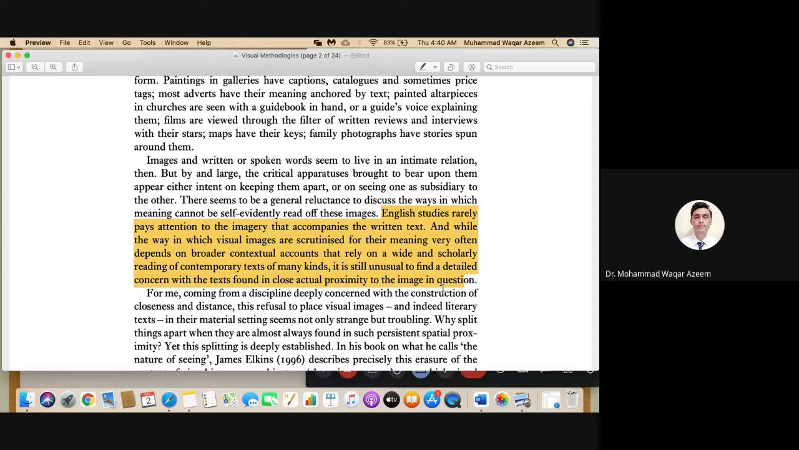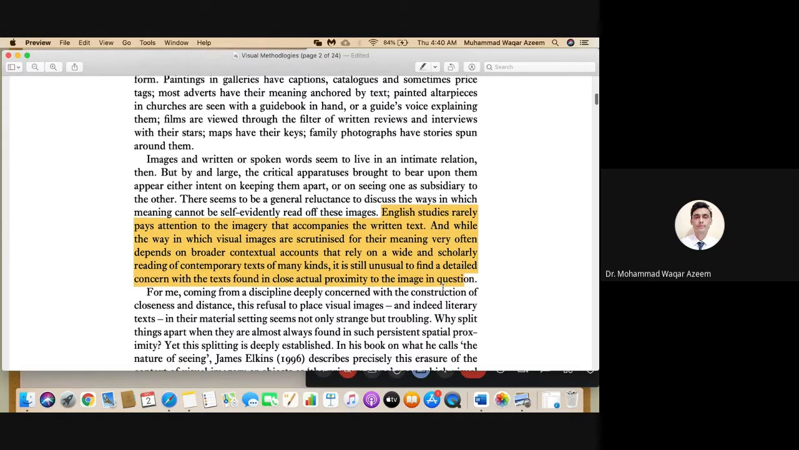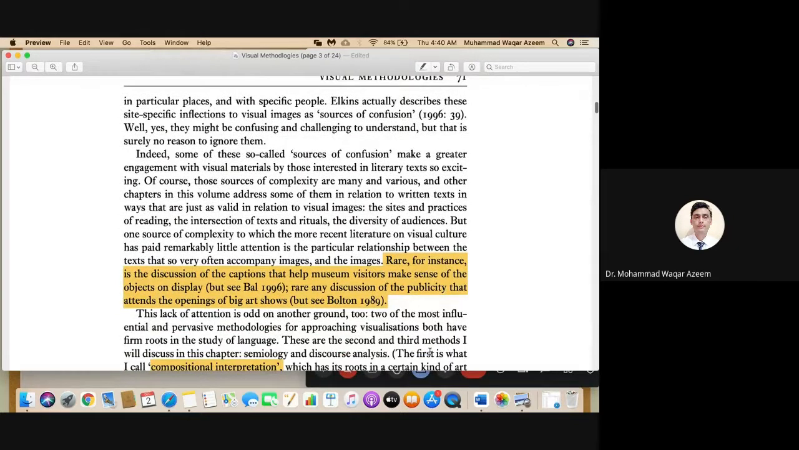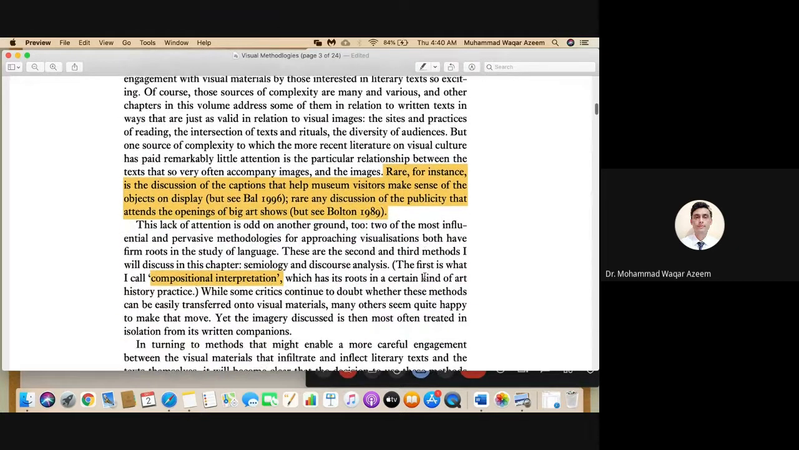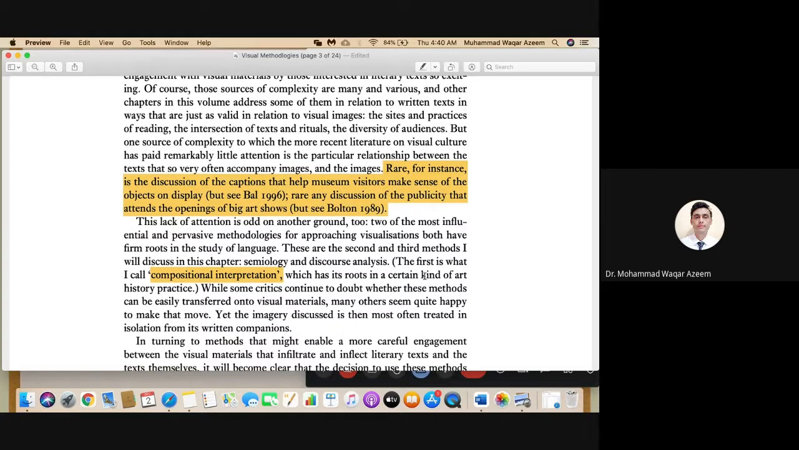Okay, so part of the effort in learning visual methodologies is to recognize that images and paintings are valid texts. They are also texts, right? Even though they are not in written form, they have their own meaning. So it is important to overcome that reluctance, to take a text seriously. These are very nice examples of their reluctance.